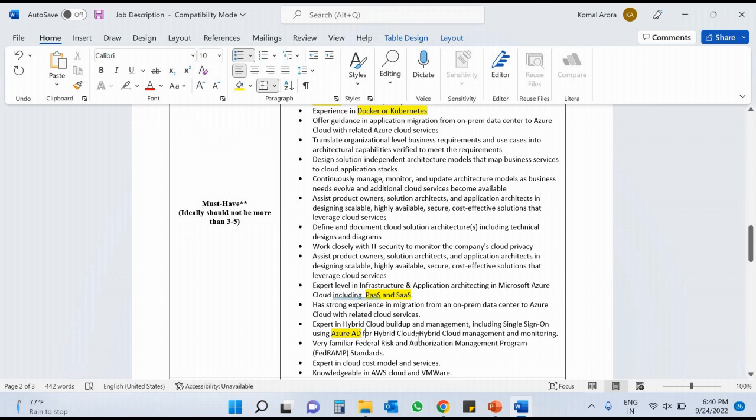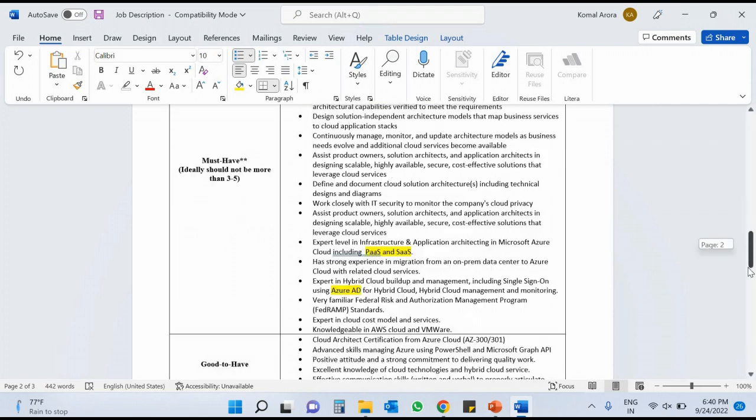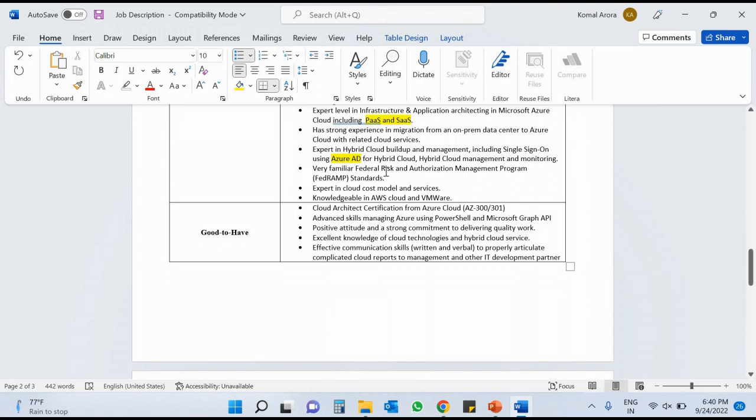If we put a lot of words in the Naukri portal, the portal will get confused and we do not find the relevant CV. So just put the minimum words, but they should be relevant, so that our search will be relevant and we find the exact CV. Next is very familiar with the Federal Risk and Authorization Management Program. Do not highlight anything in this line. Expert in cloud cost model services, knowledgeable in AWS cloud and VMware. And this is a good to have.